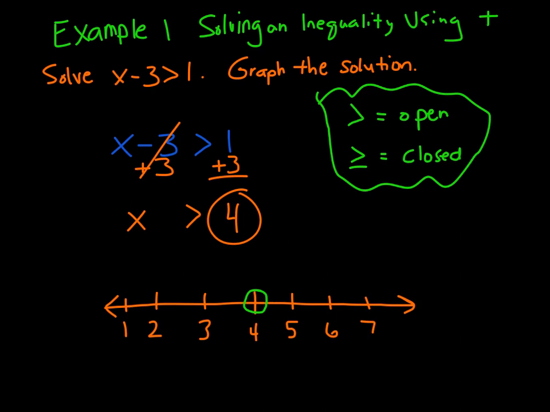Now I have to do a couple of test rounds. Let's use a number from this side over here. We'll pick 2. You could do 1, you could do 2, you could do 3. We're going to do 2. I'm going to put in my 2: 2 is greater than 4. Is that true? Well, no, 2 is not bigger than 4. I'd rather have $4 than $2, so my $4 is greater.